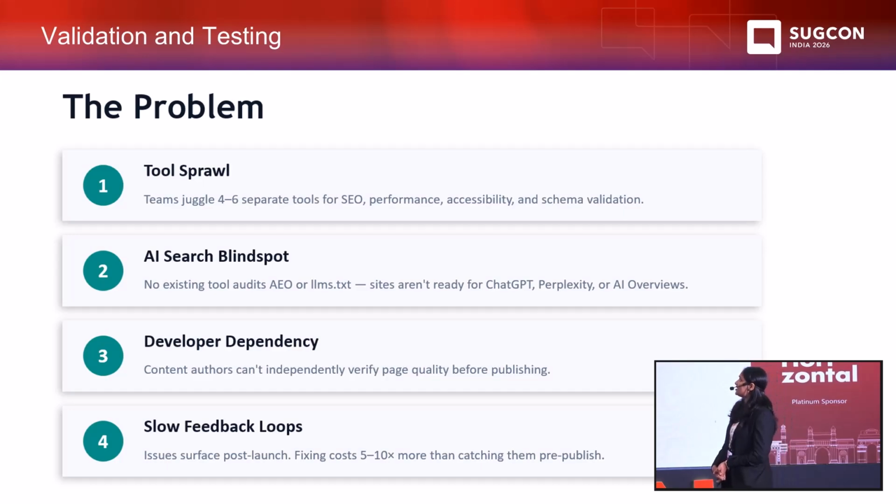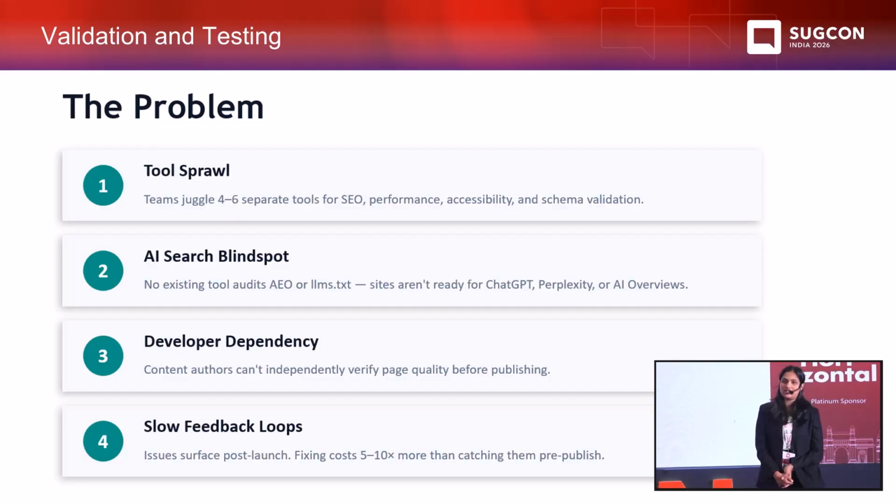Second is the AI search blind spot. Currently, there is no existing tool that checks your llms.txt file, and you are not sure that your site and your brand are visible to AI like ChatGPT, Gemini, or Claude. Third one is developer dependency. Content authors and content editors can't independently check whether a page is properly valid for the LLM, so they continuously require the developer.